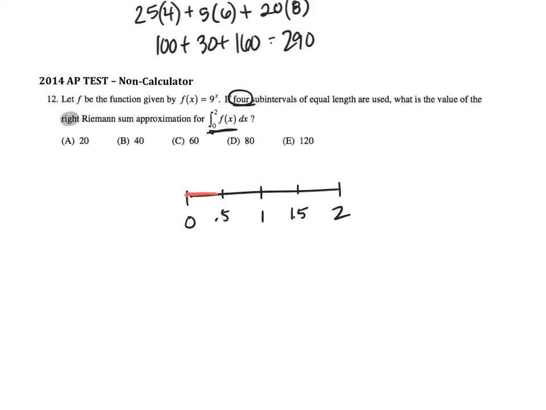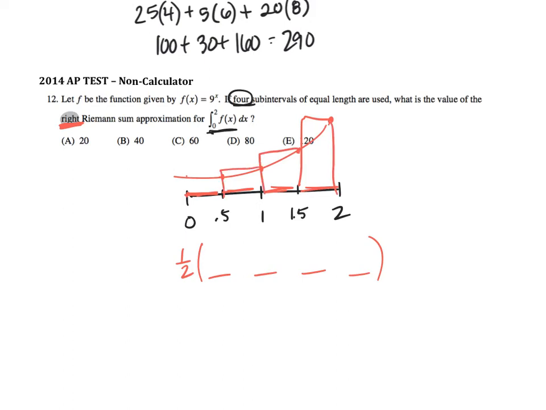Okay, in order to find out what a right Riemann sum is, we've got to do base times height. Again, my bases are all going to be 1/2, so I'm going to factor that out. I need 4 heights here. And the height is just the value of the function at those right base x values. So if I were to draw what a right Riemann sum looks like of an exponentially increasing function, a right Riemann sum would be an overestimate.